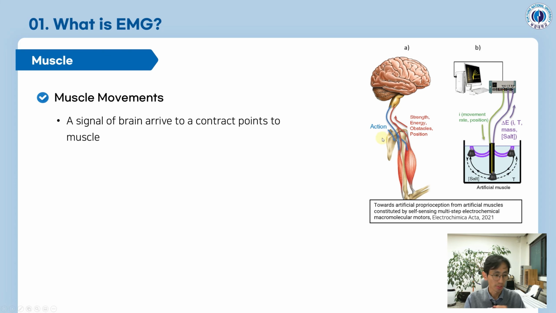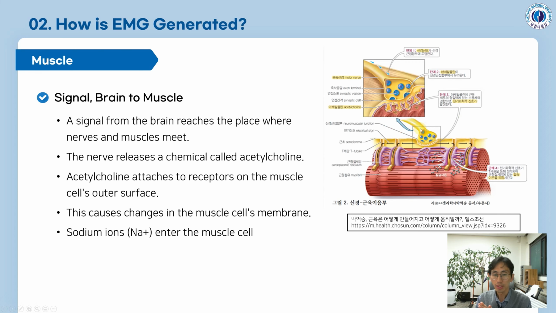We can move our muscles, right? When I try to move my arm, for example, my brain gives some signals, of course. My brain gives a signal to my arm, and when the signal touches the muscle on my arm, it tries to contract, and our bones move according to our muscles. Then we can see more details.